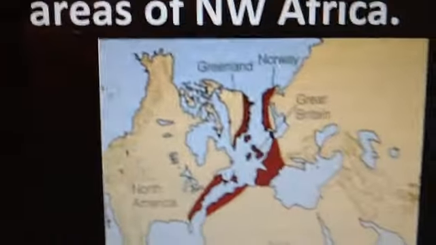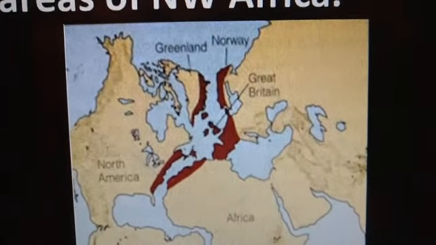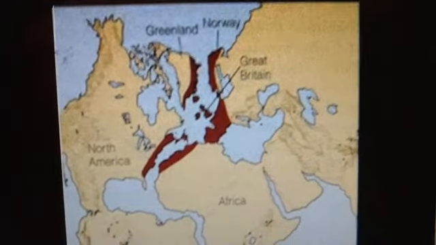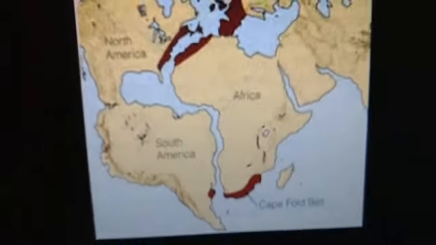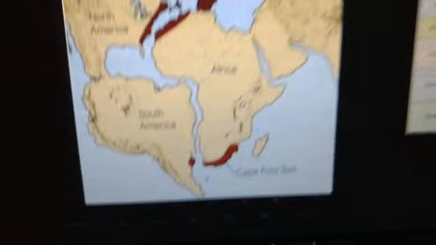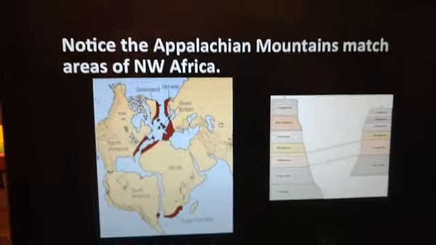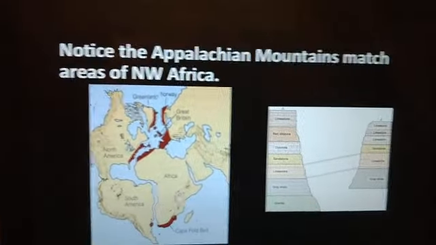An example there is Greenland possibly having split apart from Norway, and the eastern seaboard of the United States having broken apart from Africa. There are some examples in Africa and South America as well. But again, those were rock layers that matched up, so Wegener brought that up.